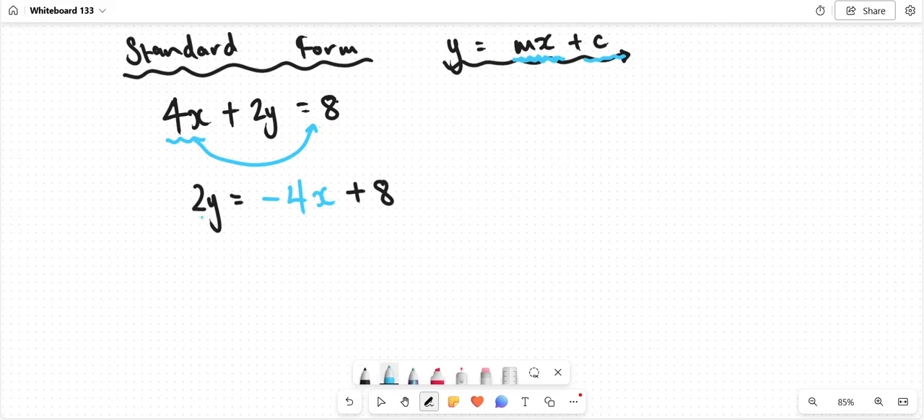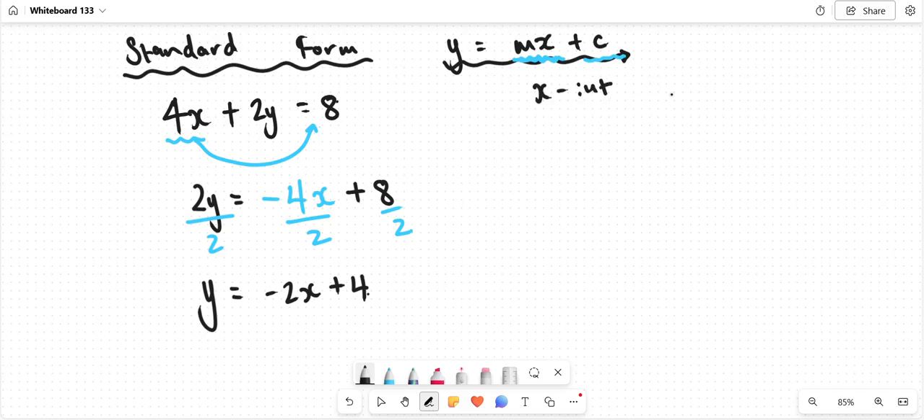And how you get y to be by itself, you divide by 2, you divide by 2, and you divide that by 2. And so y is actually negative 4 divided by 2 is a negative 2x, and 8 divided by 2 is a positive 4. And if we were asked to plot this, we would therefore find our x-intercept by making y equal to 0.